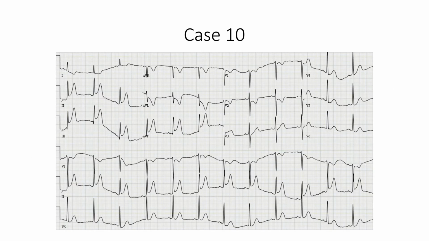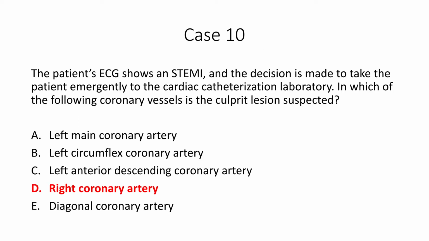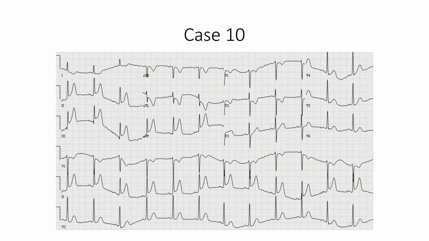And here is the ECG again. So the answer is the right coronary artery. And if I go back to the ECG, you can see that the ST elevation between lead 2 and lead 3 is much higher in lead 3. So although we can't be 100% certain, chances are that the right coronary artery, which wraps around the back of the AV groove to the right of the heart, is most likely the culprit lesion.